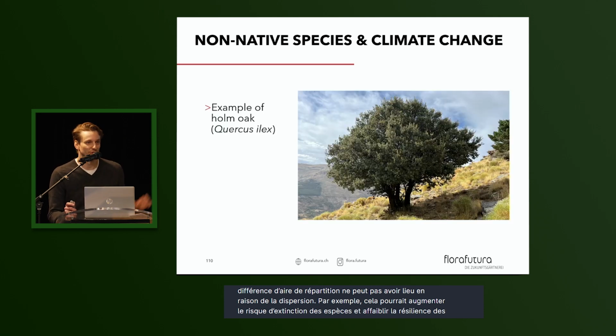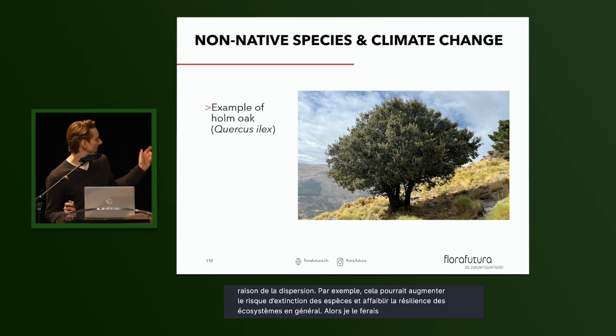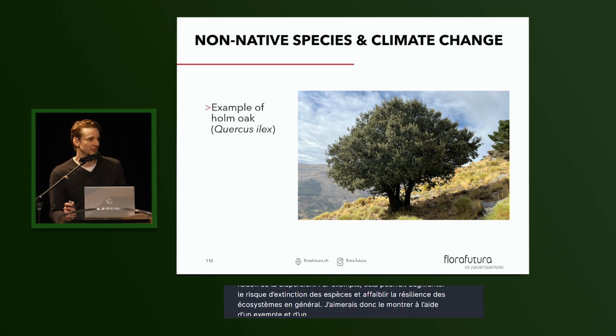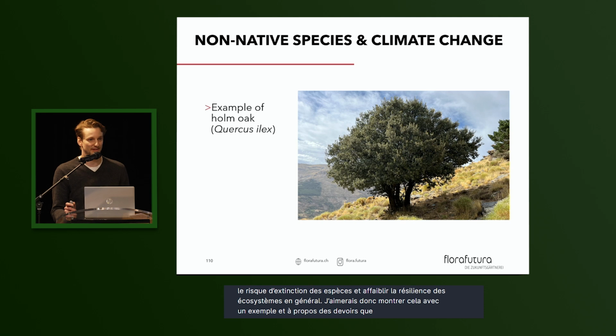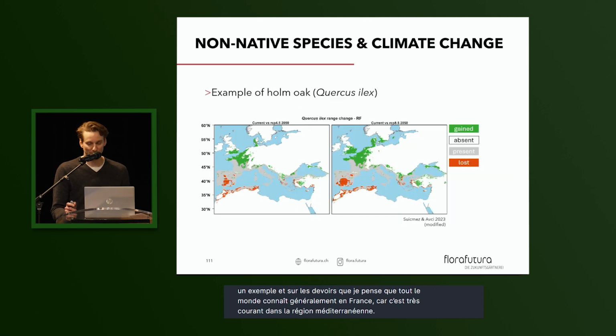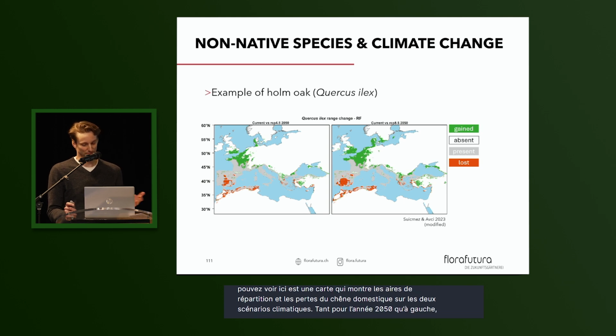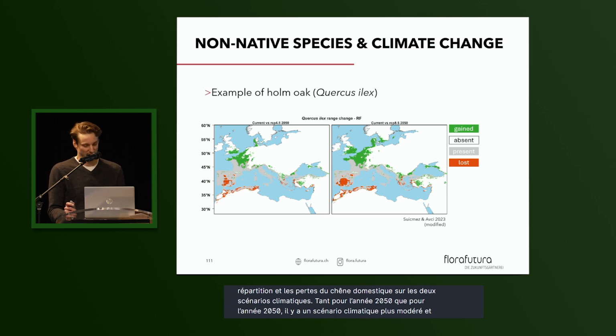I would also like to show this with an example about the holm oak that I think nearly everyone knows in France, as it is very common in the Mediterranean area. What we can see here is a map that shows the distribution ranges and losses of the holm oak under two climate scenarios, both for the year 2050. On the left is a more moderate, more optimistic climate scenario, and on the right, a scenario where we don't expect a lot of CO2 reduction, a very strong scenario.